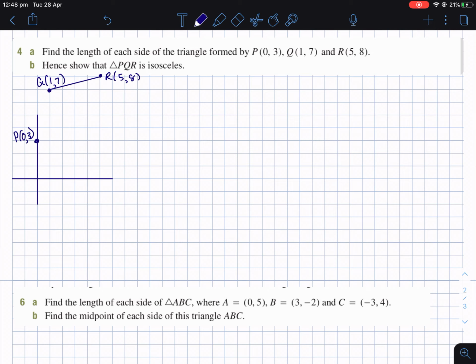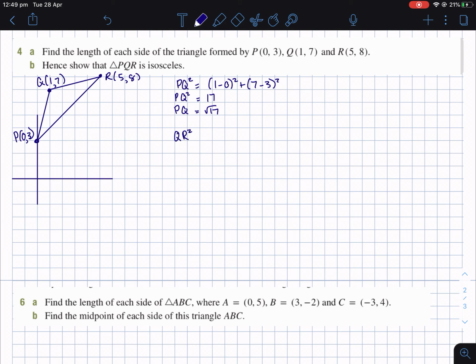So we've got this triangle here. We're trying to find the length of each side. So PQ squared is going to be 1 take 0 squared plus 7 take 3 squared. So PQ squared equals, because these are squares, 17, so PQ equals root 17. Because these are squares, it doesn't actually matter if we did 0 take 1 squared plus 3 take 7 squared, we'd get the same answer.